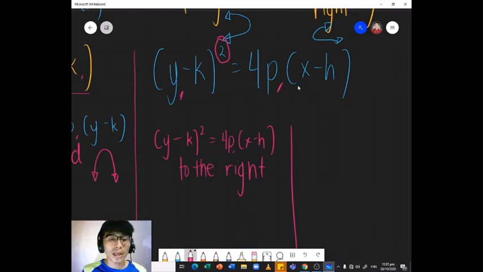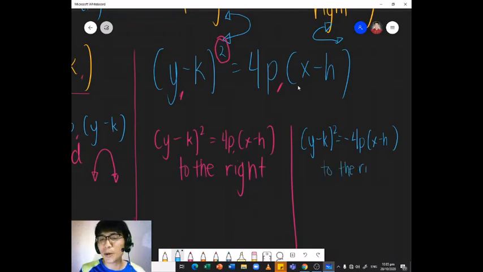Otherwise, if the 4p of this standard form is negative, it opens to the left. So (y minus k) squared, and your 4p is negative, it becomes negative 4p times (x minus h). So automatically, your parabola opens to the left, ladies and gentlemen. Again, how are you going to identify if it is to the left or to the right if y is being squared? If your 4p is positive, it opens to the right. If your 4p is negative, it opens to the left.